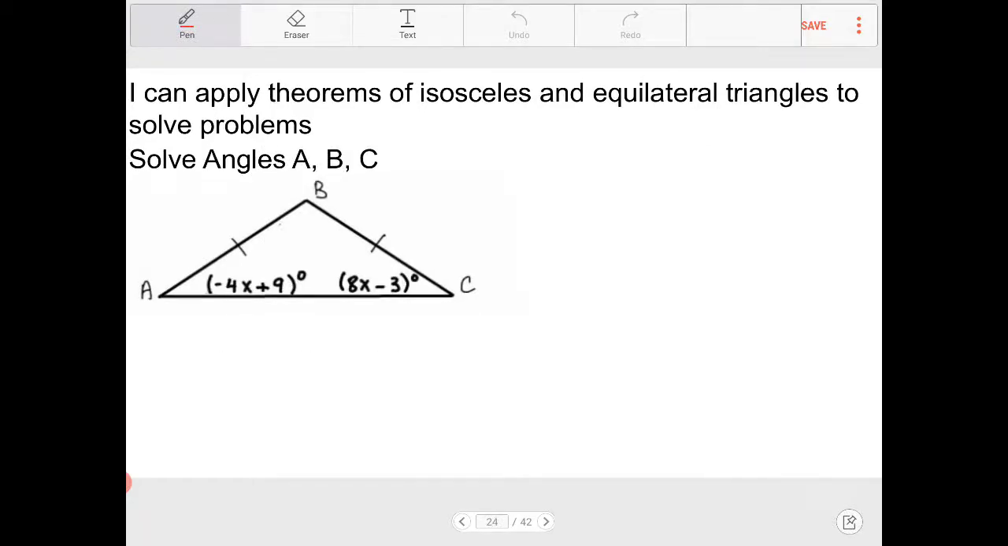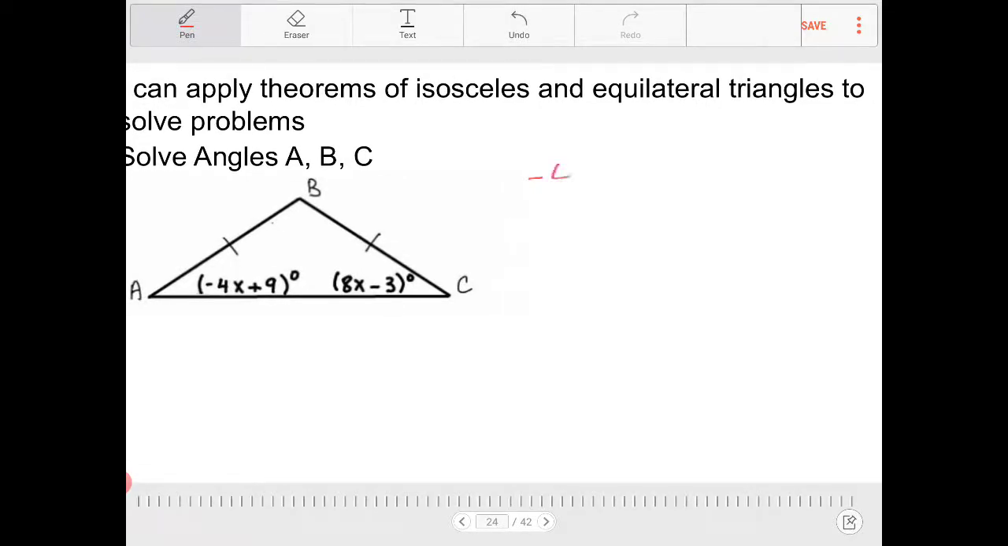Pause the video to see if you can solve the next one. Welcome back. Again, we have a very similar setup. We know that AB must be congruent to BC. Therefore, the base angles here must be the same. So we can say negative 4x plus 9 will equal 8x minus 3. We need to solve for angles A, B, and C in this case. First we solve for x, and then we'll find angles A, B, and C. Add 4x to both sides, I end up with 12x. Add 3 to both sides, we end up with 12. So x will equal 1.